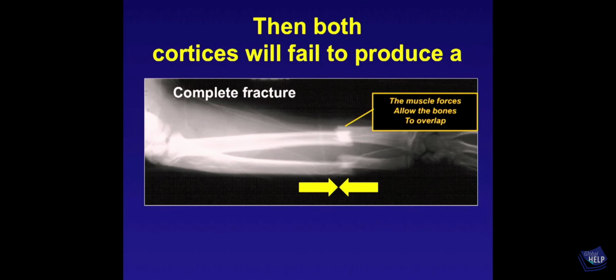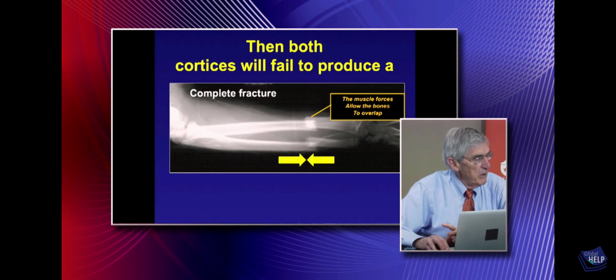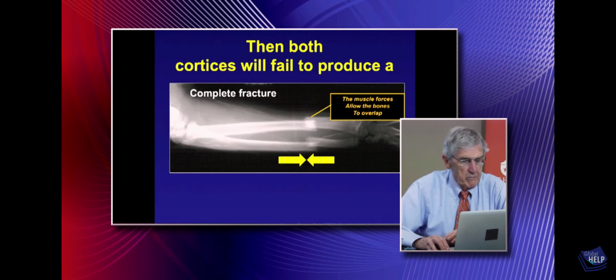And so the muscle forces, since there's no intrinsic stability, will cause secondary deformation. The bones will then overlap. And so you have to take that into effect if you're going to correct the deformity here.